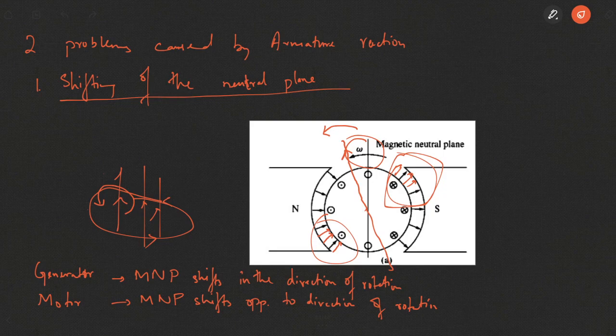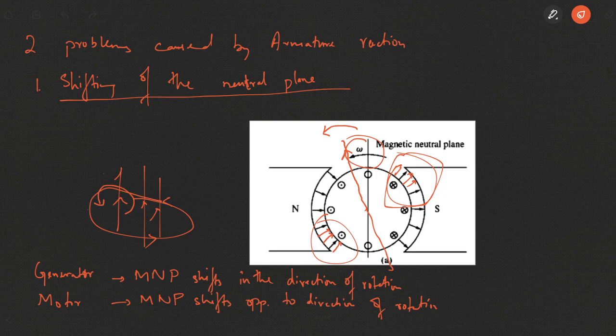And the magnitude of this shift will actually depend upon the magnitude of armature current flowing through the armature windings. Fine. So this is one effect of the armature reaction, that is the magnetic neutral plane will be shifted from its original position to either in the direction of motion if it were a generator, or in the opposite direction if it were a motor. Now what happens because of this shift in neutral plane?